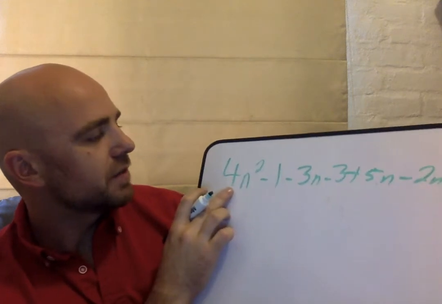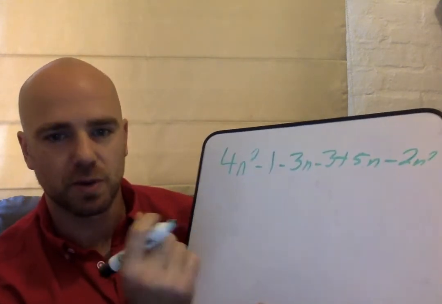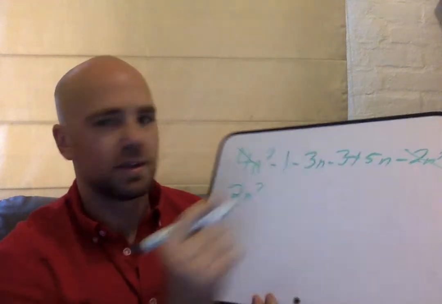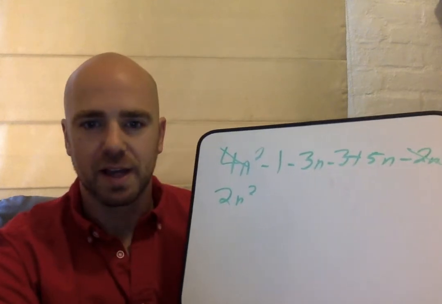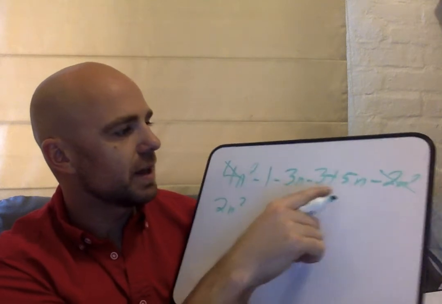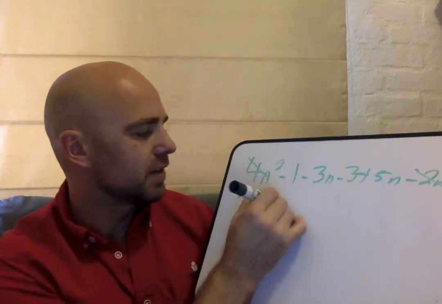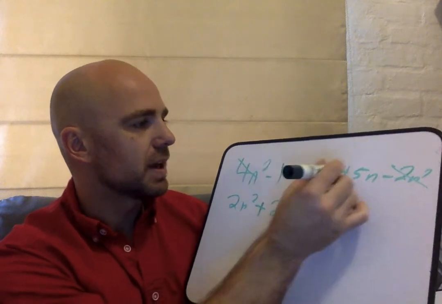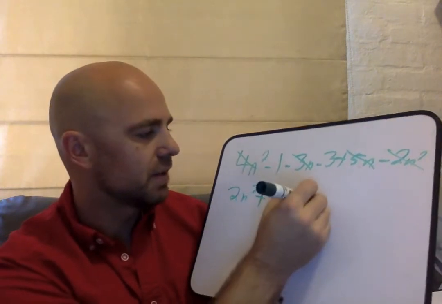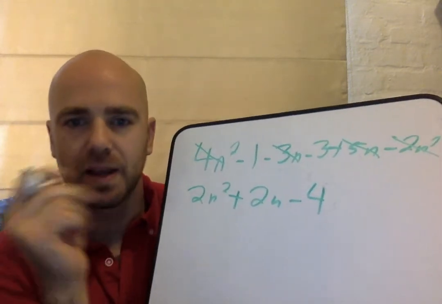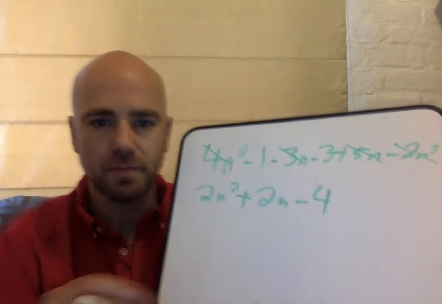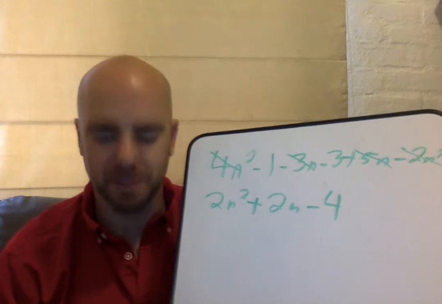I'm going to start with my n squareds. I have positive 4n squared and negative 2n squared. When I add them together, I'm left with positive 2n squared. So this is gone, and I can eliminate things as I go through. Next I have my n's: negative 3n and positive 5n, which gives me plus 2n. So my n's are gone. Here I have -1 and -3, which gives me -4. This is how we would group them, and then I'm done. I've simplified that expression.